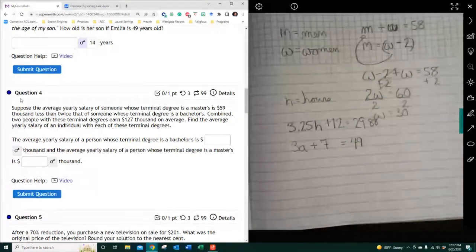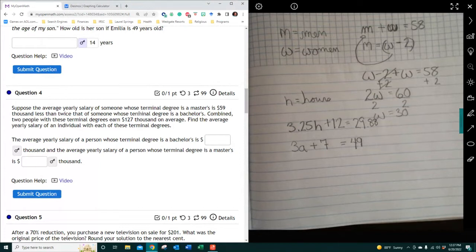Now, next question. Suppose the average yearly salary of someone whose terminal degree is a master's is $59,000 less than twice that of someone whose terminal degree is a bachelor's. Combined, 2 people with these terminal degrees earn $127,000 on average. Find the average yearly salary of an individual with each of these terminal degrees. Now, it says here, the average yearly salary of a person whose terminal degree is a bachelor's is blank thousands of dollars. An average yearly person whose terminal degree is a master's is blank thousand.